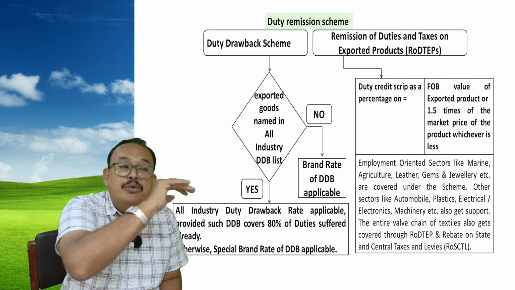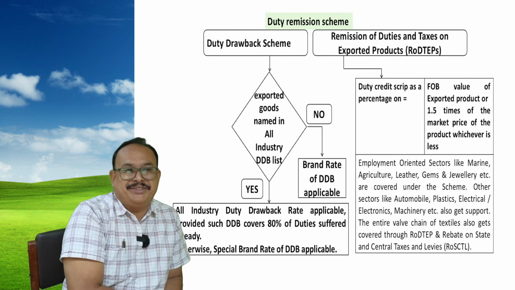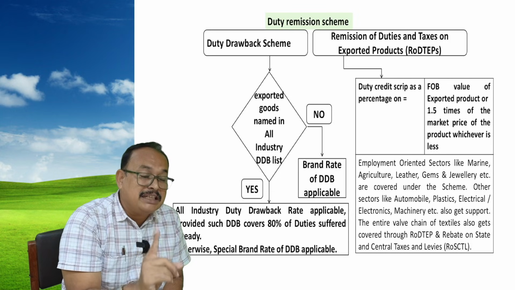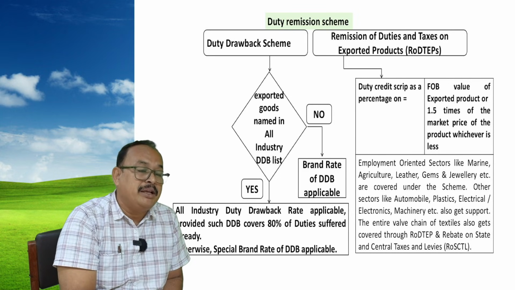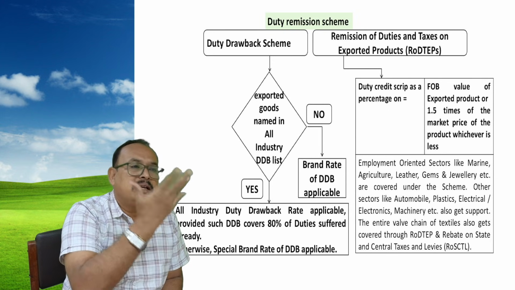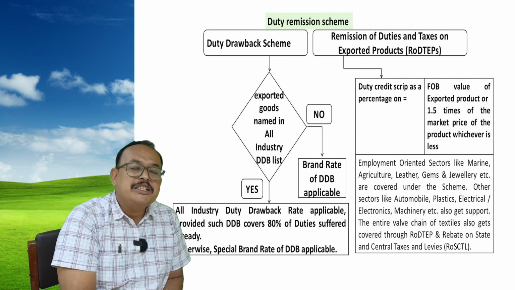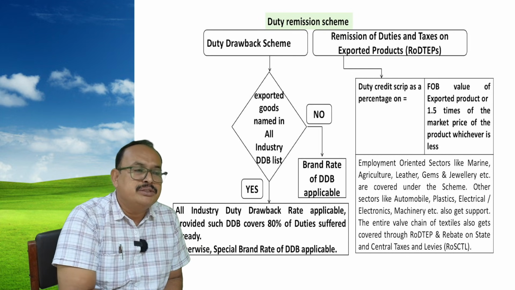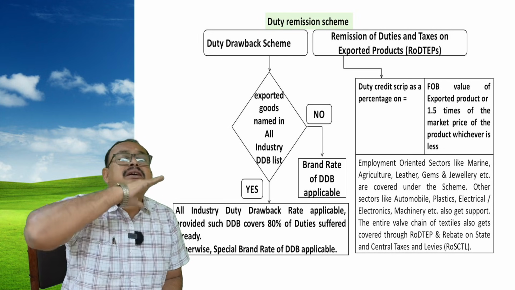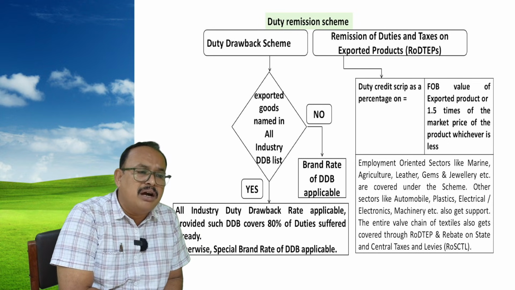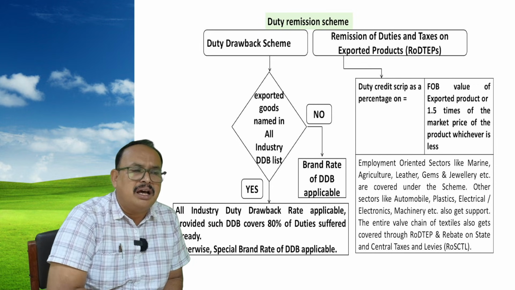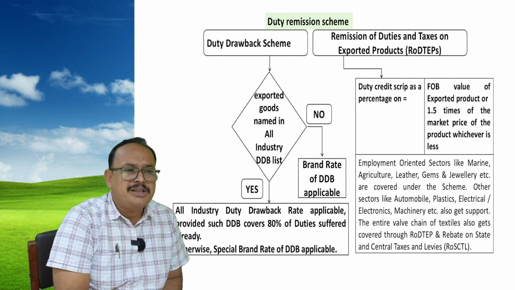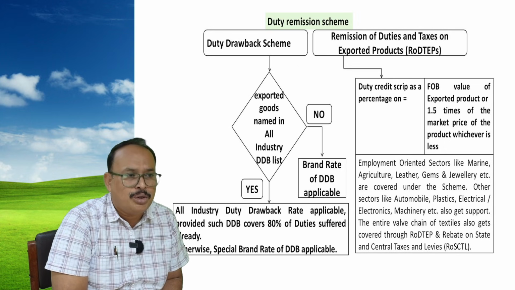But who will get this benefit? Exporters. Manufacturer cum exporters only get the benefit of RODTEP. You being a service provider cannot get this benefit. For service providers the RODTEP scheme is not applicable. Point number 2: here the traders are disqualified to claim this benefit. Traders are not allowed. Merchant exporters are not entitled to claim remission of duties and taxes on exported products. Yes or no? Yes.